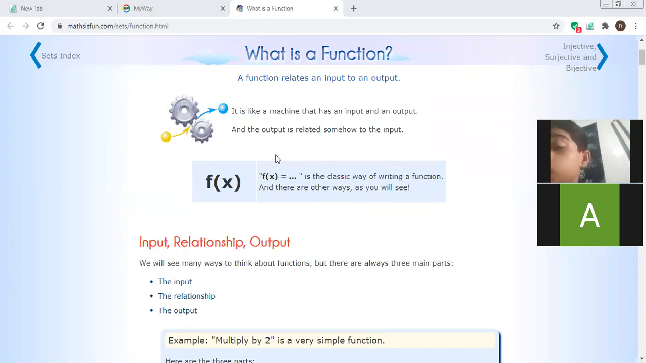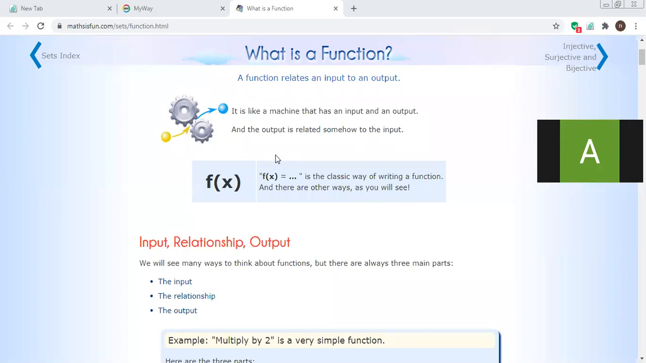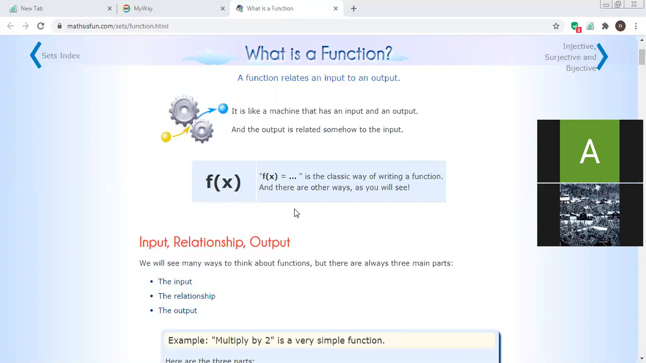Okay, class, are you getting my point, students? Do you understand? So this is an example of a function, and a function relates an input to an output. It is like a machine that has an input and an output, as I told you, and the output is related somehow to the input. Whatever values you put in, it will give you the answer as the output.